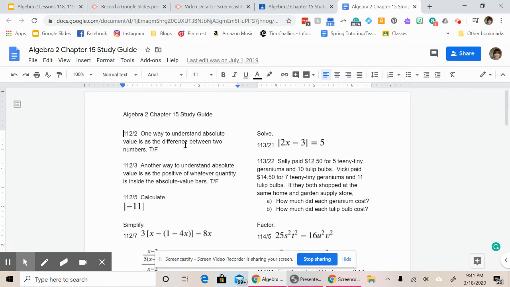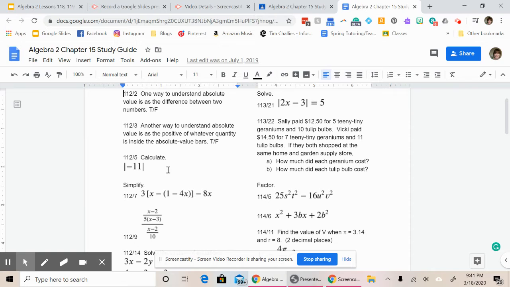One way to understand absolute value is as the difference between two numbers. That one's true. Here's the next question. Another way to understand absolute value is as the positive of whatever quantity is inside the absolute value bars. Also true. I think you know this next one. It's going to be 11.